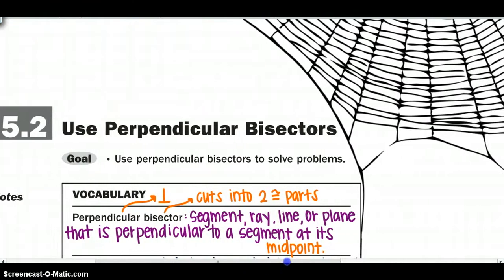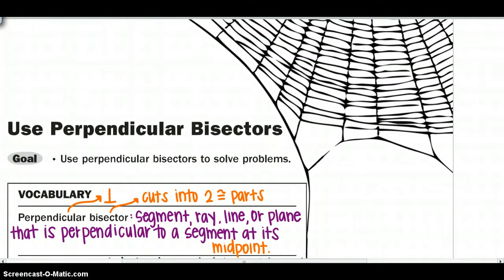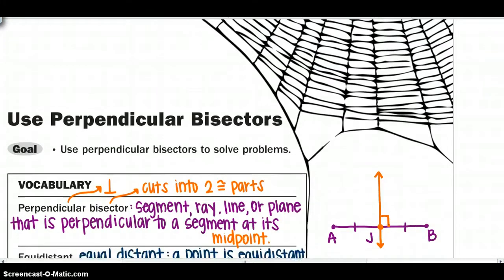So what does that necessarily mean in a picture? We have a segment, and we can call this segment AB. AB has a midpoint at point J. The midpoint means it's in the middle, it has two congruent sides. And the perpendicular bisector will be a segment, ray, line, or plane that is perpendicular to the segment through that midpoint. So I'm through the midpoint and I am perpendicular. That will be what our perpendicular bisector means.